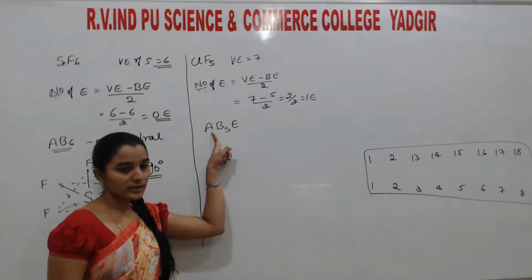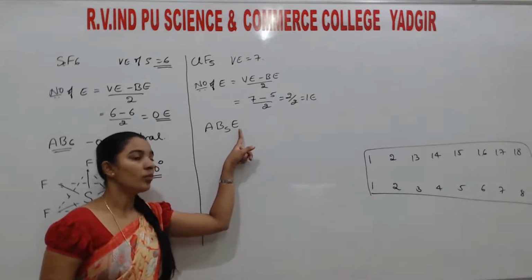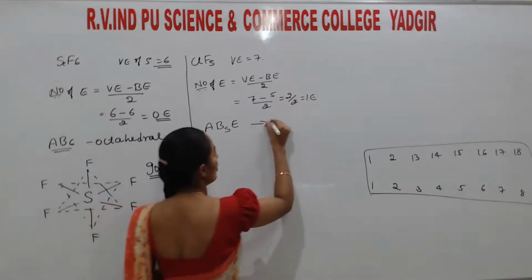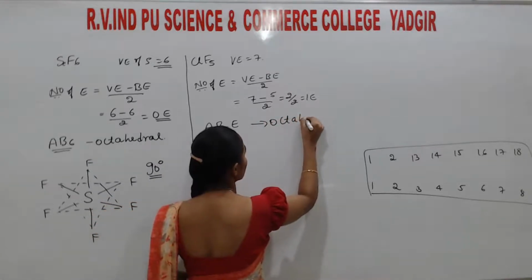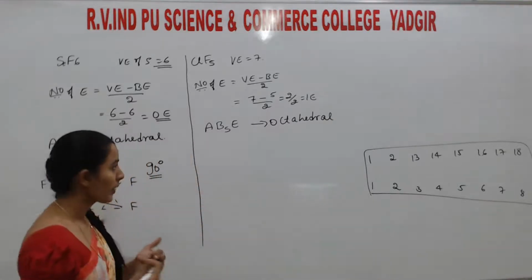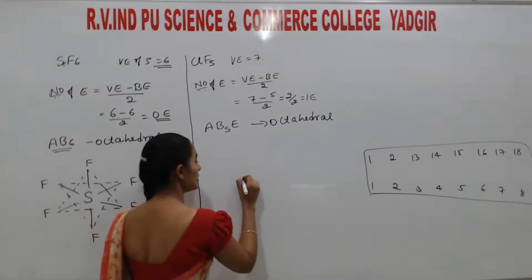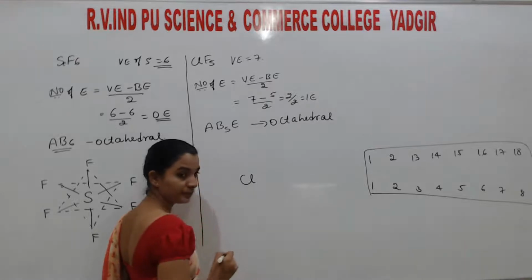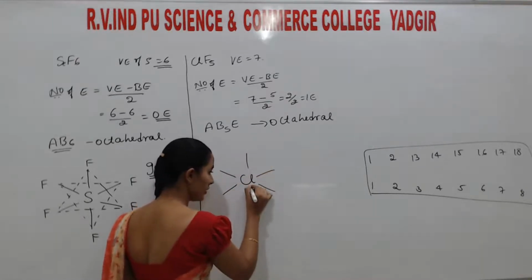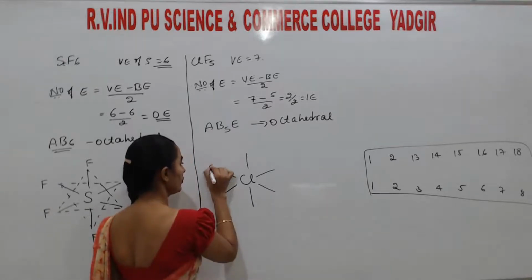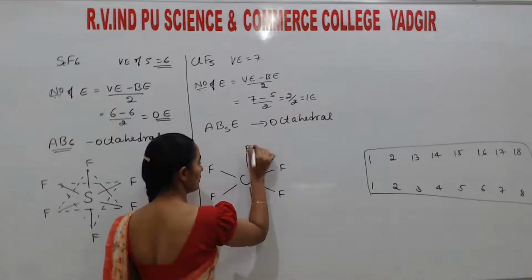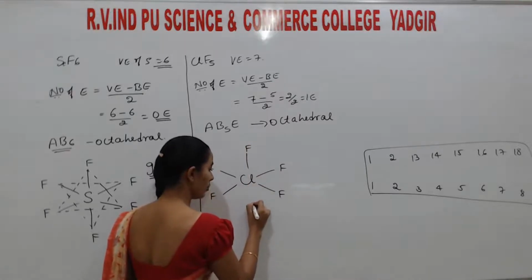AB5E. So A is the central metal atom. 5 bond pairs, 1 lone pair. 5 plus 1 is 6. So this is also an octahedral structure. But it changes. Of course, the structure of octahedral is like this. Fluorine atoms are bonded here, and here one lone pair is there.